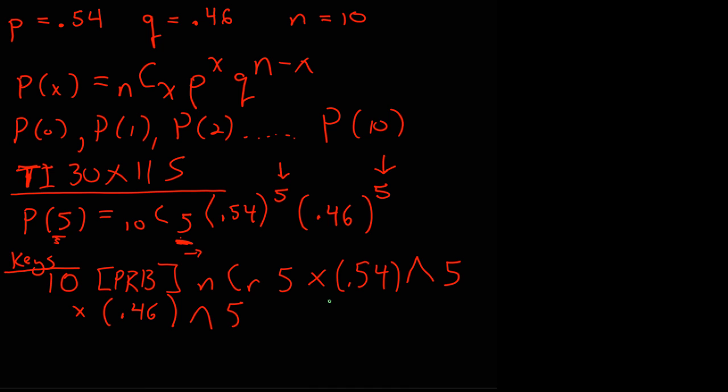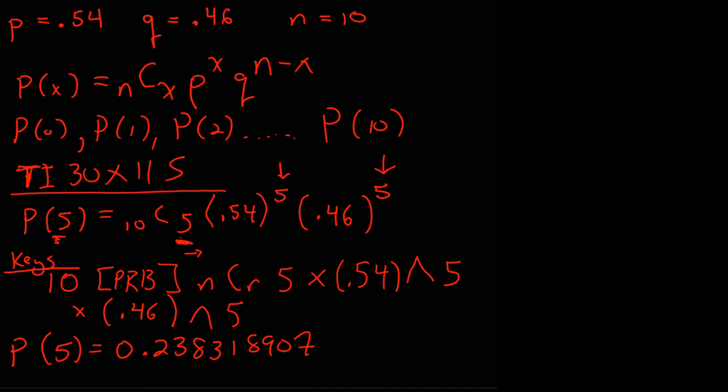So getting my TI-30 out here, I will enter the probability for 5. I will press 10, my probability key, arrow to nCr, choose 5, multiply that times 0.54, the caret, 5, multiply that by 0.46, caret, 5, and I get 0.2383189071, and that fills up my calculator display.